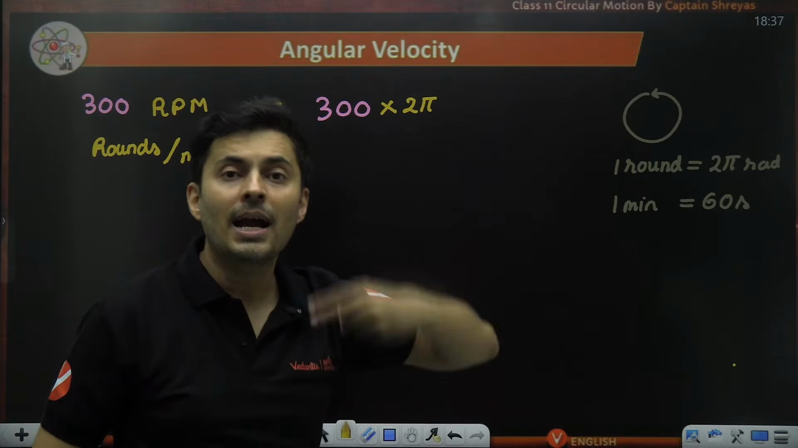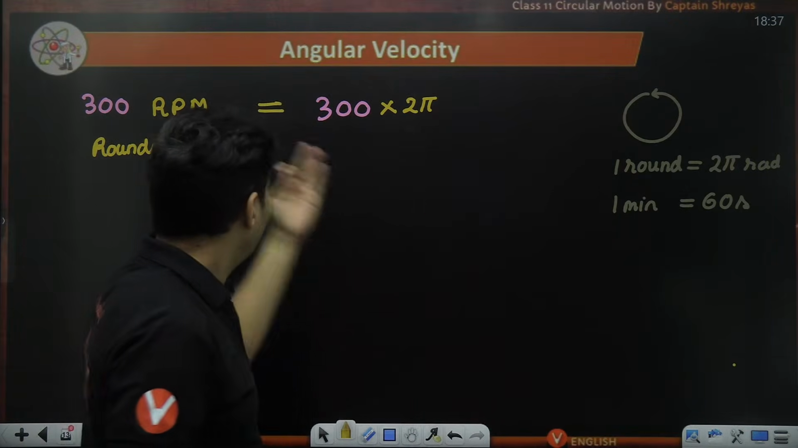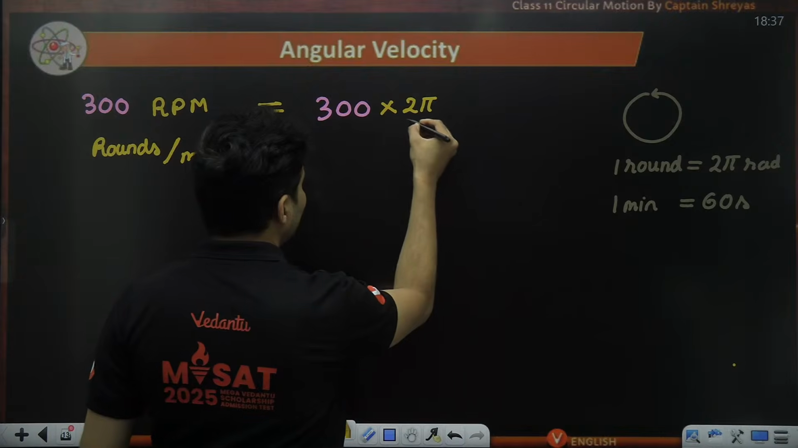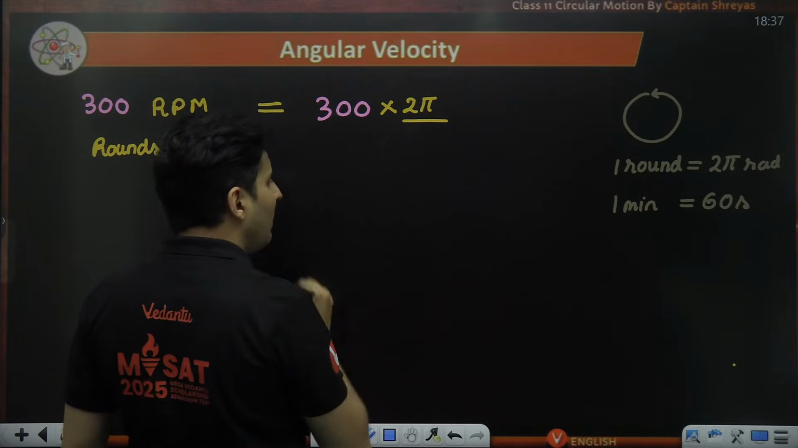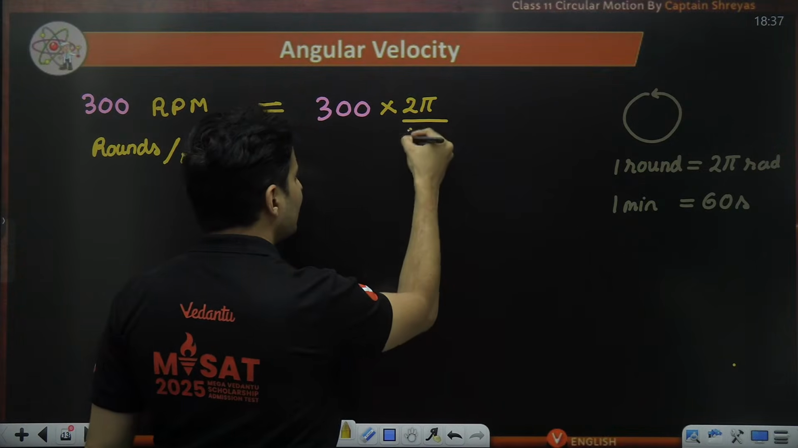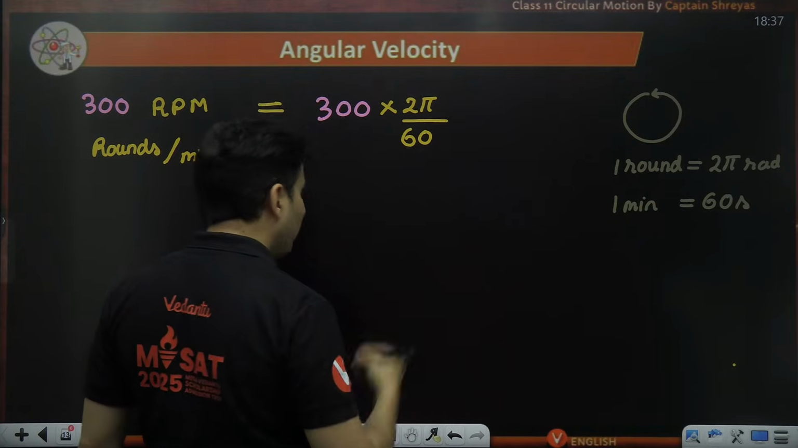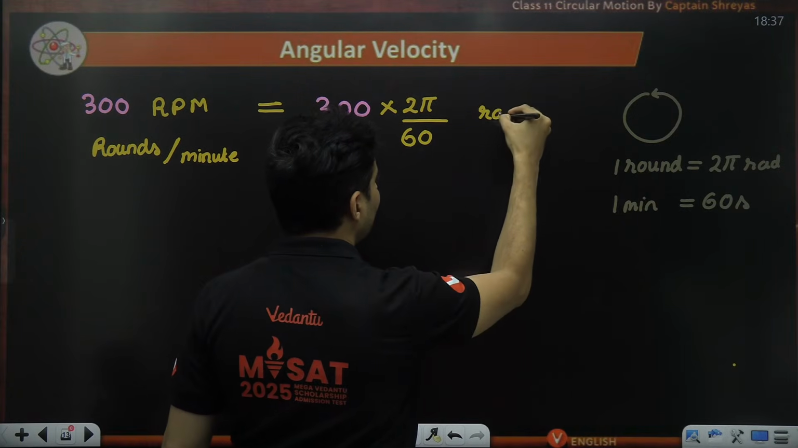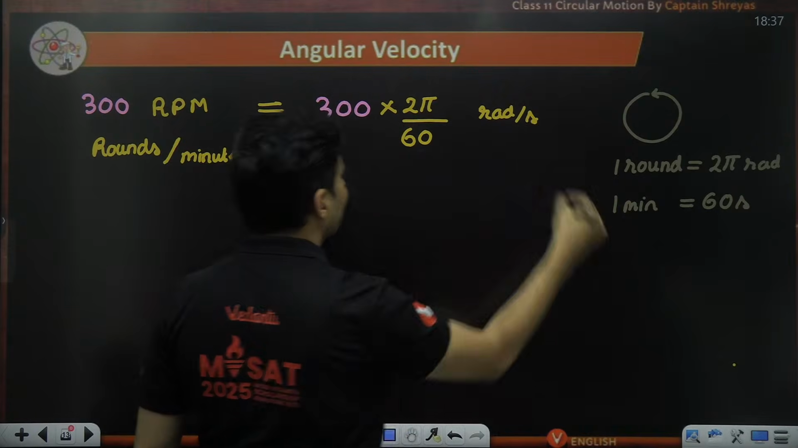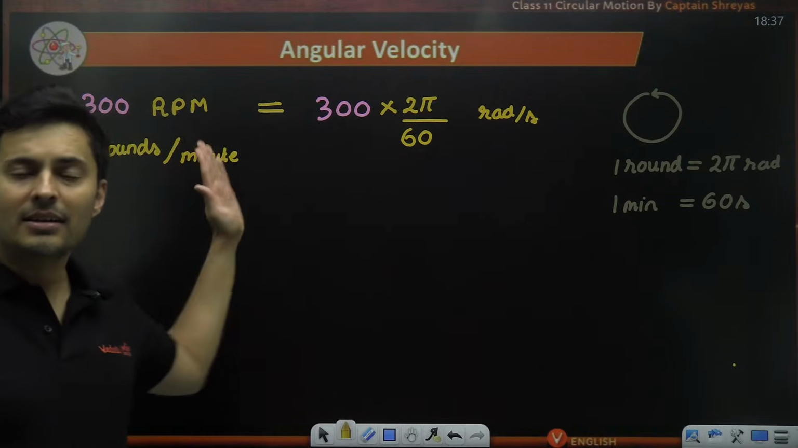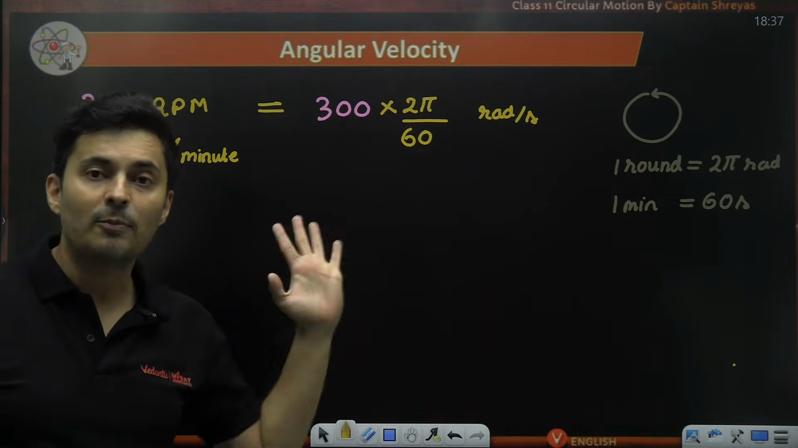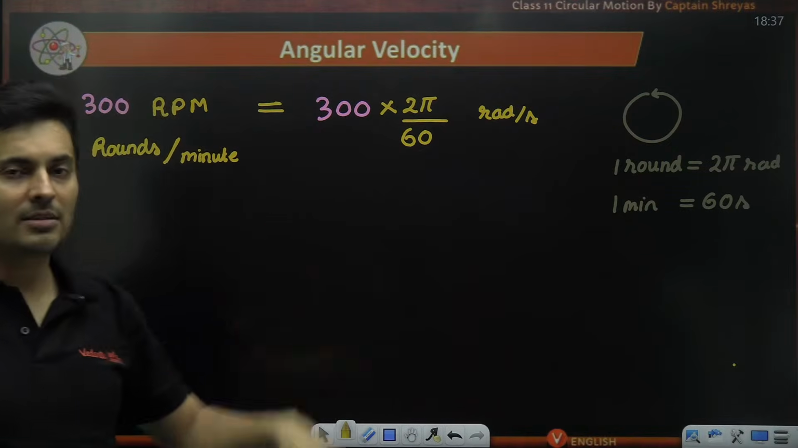That many radians I have covered, but it is per minute. That means I have to divide it by a minute, but a minute is nothing but 60 seconds. So finally, whatever answer you get will be in radians per second. That is the conversion factor between RPM and radians per second.